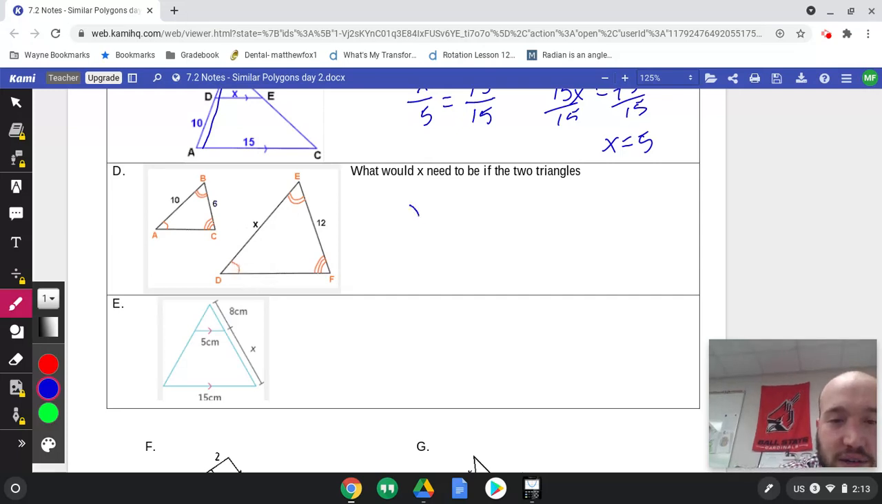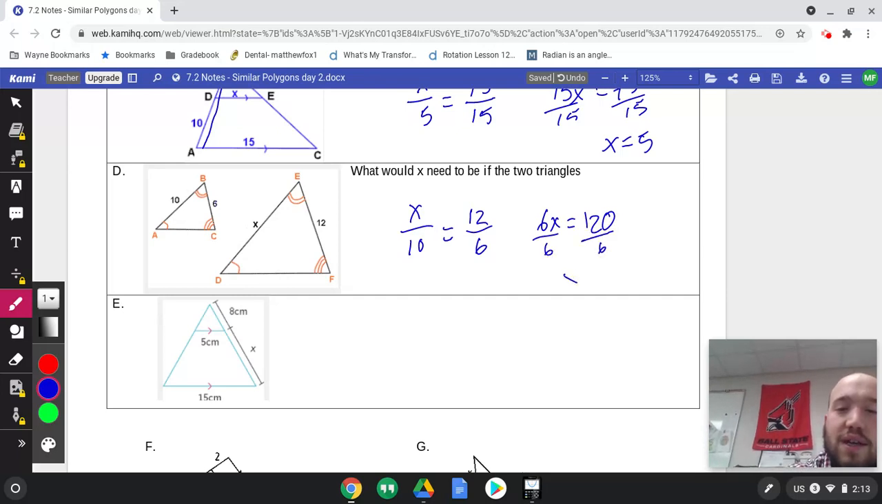I like to keep the x on top. So if I put x over 10, those ones matched up. Now x over 10, the x would match up with the 12 over 6. Okay, from here, we cross multiply, we'll get 6x equals 120. Divide by 6, we get x to equal 20.